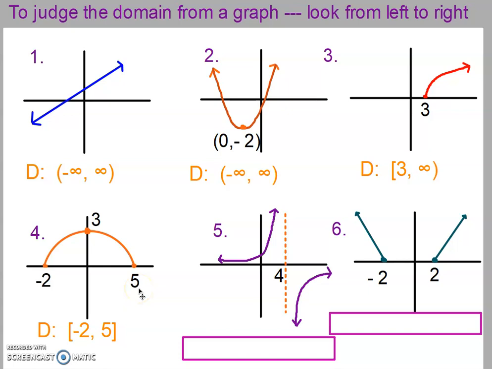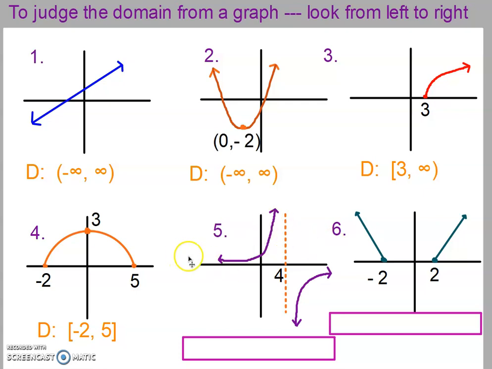Take a look at number 5. Number 5 has a break in the graph. This dotted line, you might remember from Algebra 2, is called a vertical asymptote. There's no graph on that vertical asymptote, so we have a graph on the left side. We have a graph on the right side. It breaks it up into 2 parts, which means we're going to have 2 intervals.